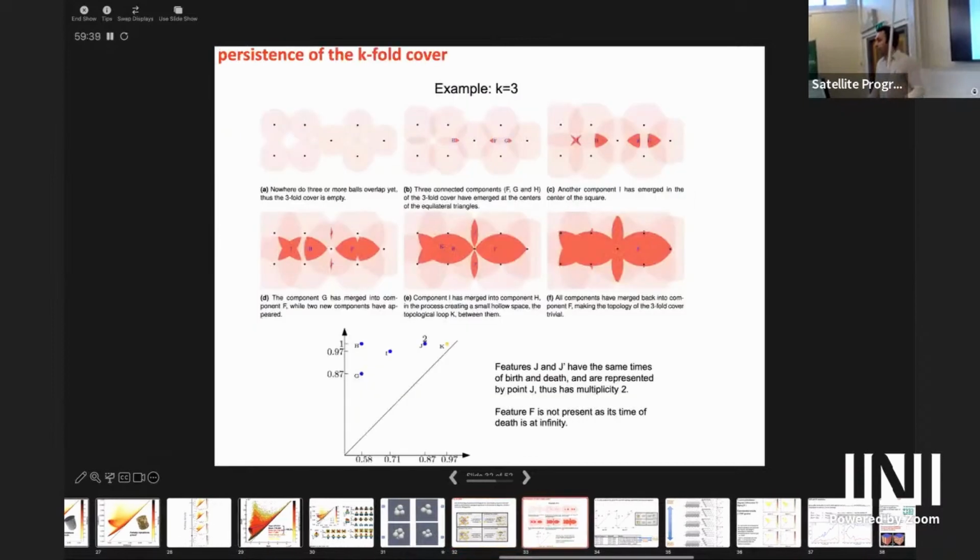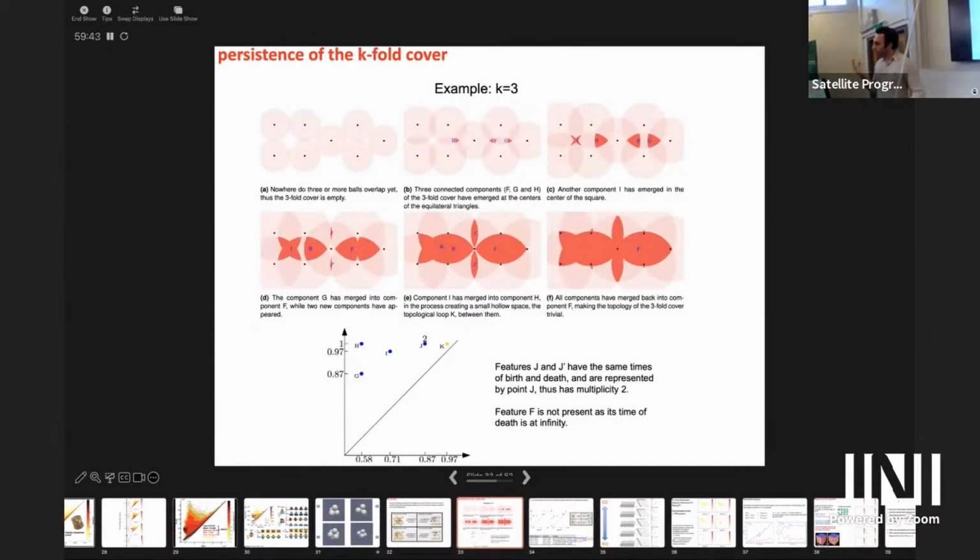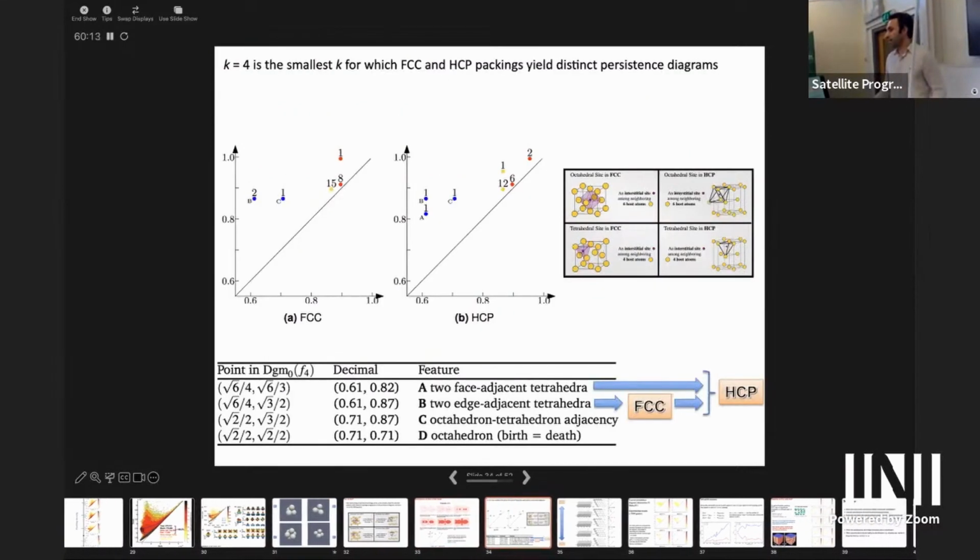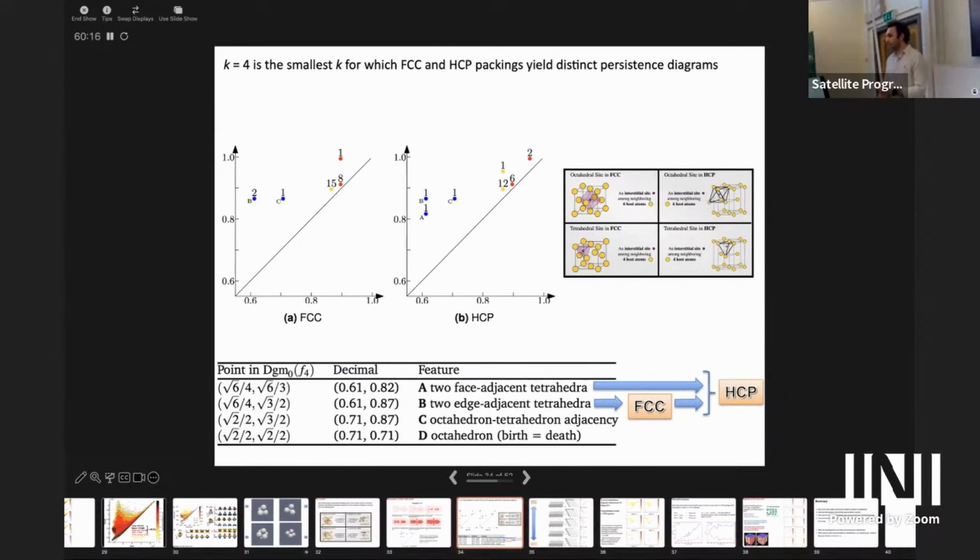Okay, so with that in mind, we can go to higher order persistent homology. What I showed you earlier was the union of two spheres or disks, but if you look at the union of 3 disks or union of 4 disks and track the topological features that are created, you'll be able to discriminate FCC and HCP. This is an example of 3-fold covers, and it turns out that the smallest k that you need to distinguish between FCC and HCP is when you consider the evolution of the topological features of the union of 4 spheres.